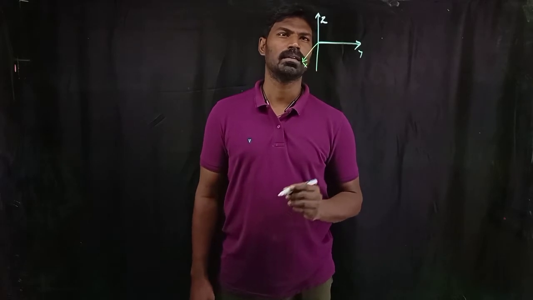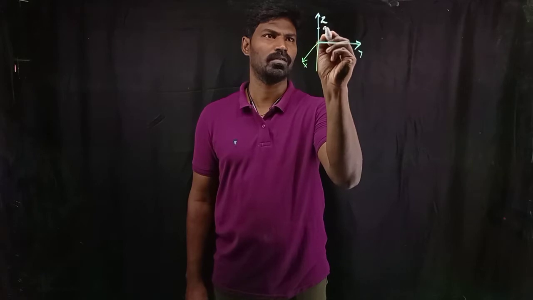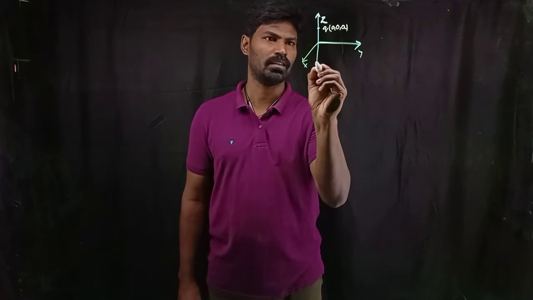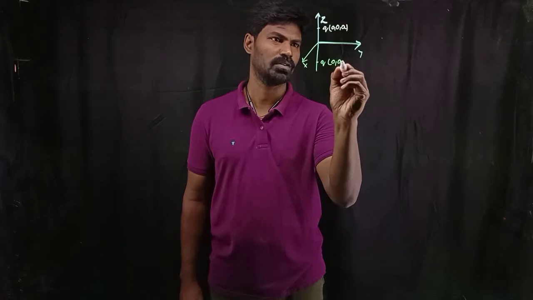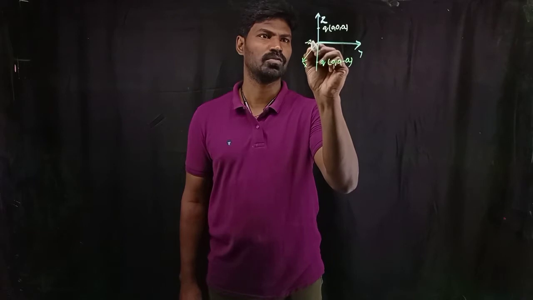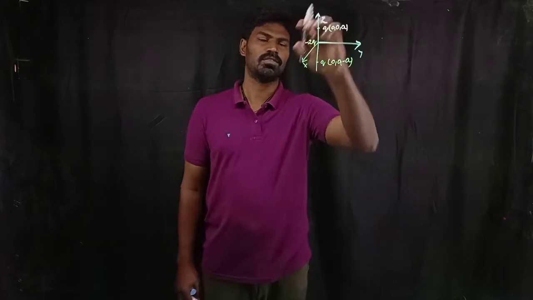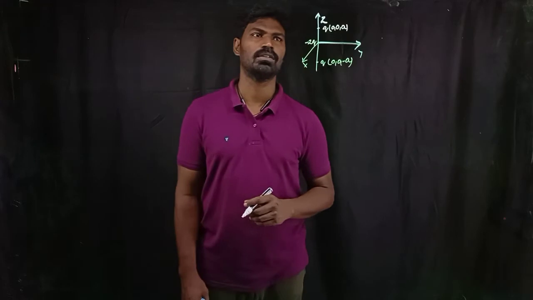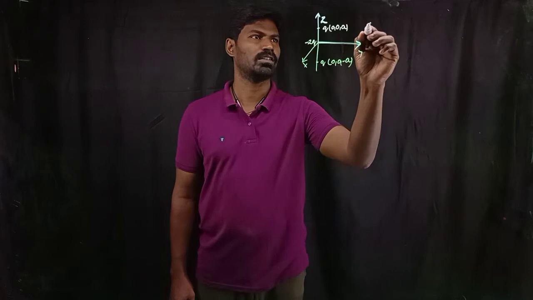In this, I'm taking a charge q at this point, which has coordinates 0, 0, a, and another positive charge over here, q, which has coordinates 0, 0, minus a, and I'm considering a charge minus 2q at the origin of this coordinate system. This configuration we call a quadrupole. For this quadrupole, I want to calculate the total potential at a point P, which is at a very far away distance from the origin.